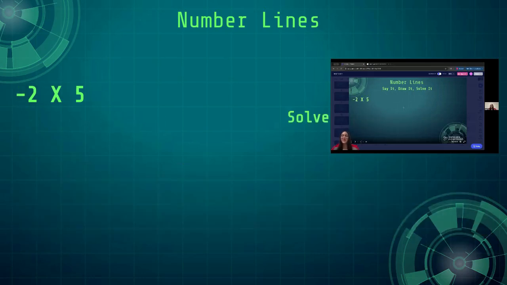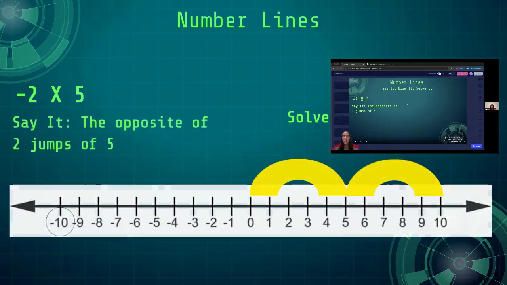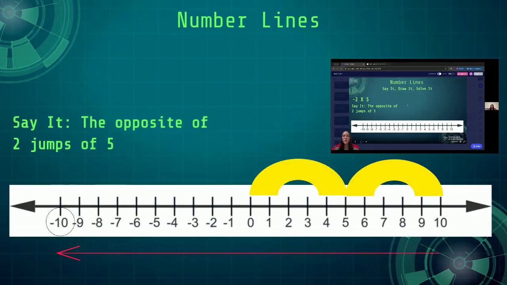So again, we have a negative in the first number. -2 times 5. We pronounce this as the opposite of 2 jumps of 5. So again, as always, draw your number line. Start at 0, and first we're going to draw 2 jumps of 5. 1, 2, and we land at 10. But we're not done yet because we have to account for the opposite of the negative in the first number. So we draw an arrow to fly to the other side of the number line.